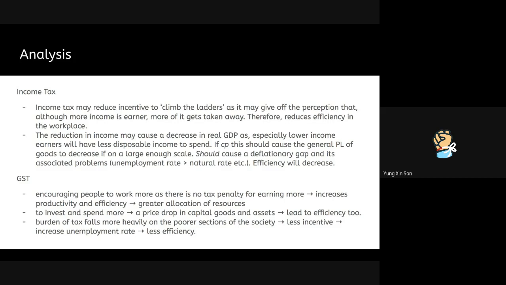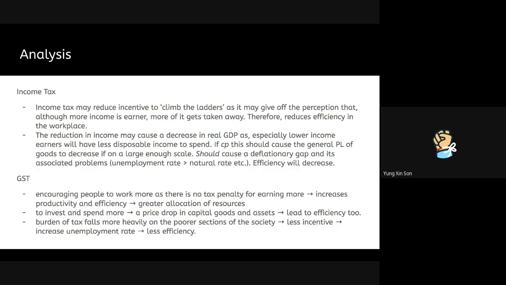GST stimulates the economy by encouraging people to work more, as there is no tax penalty for earning more. So there's more equitable income distribution. Therefore, it increases efficiency, allowing the economy to produce at the greatest possible amount of output with its resources. In addition, businesses are likely to invest and spend more under the GST tax system, as there will be a price drop in capital goods and assets, which will lead to efficiency too.